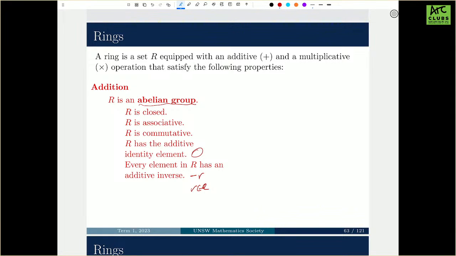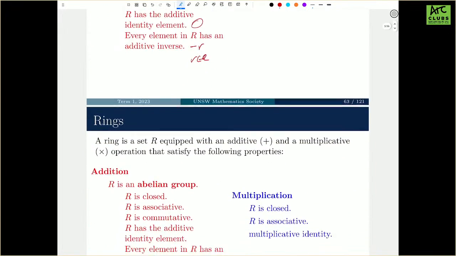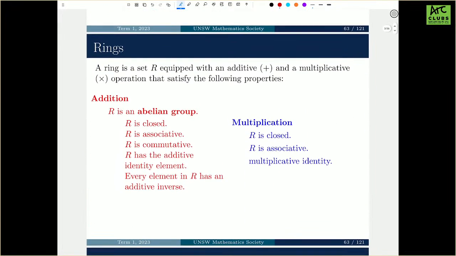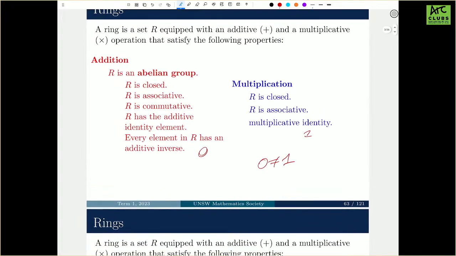Okay, moving on. For multiplication, we just have to have closure and associativity. Oh, and we need the multiplicative identity. At least in this course we do. Multiplicative identity we just denote as 1. And remember additive was 0. For all rings except the 0 ring, the ring with only one element, or you can call it the trivial ring, we have that 0 is not equal to 1. Again, other than the 0 ring.